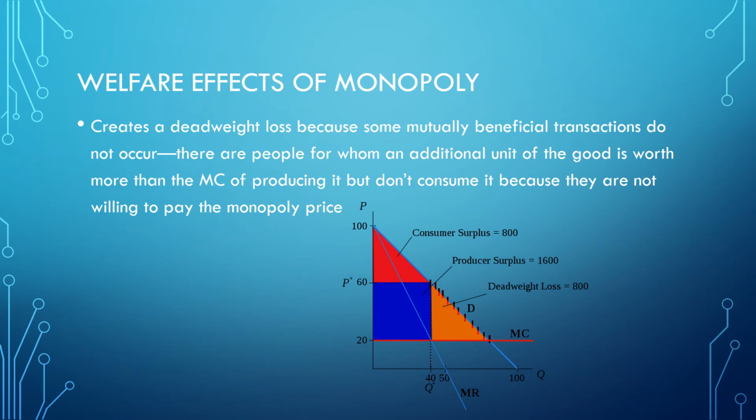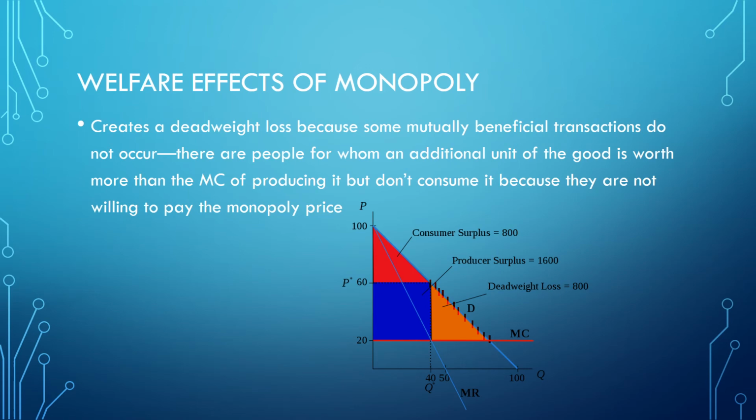The reason that there's this deadweight loss is because there are some mutually beneficial transactions that are not going to occur. What that means is that there are people for whom an additional unit of the good is worth more than the marginal cost of producing it, but those people don't get to consume it because they are not willing to pay the monopoly price. Again, remember that our monopoly price is 60 and quantity is 40. That's all a monopolist is willing to produce.